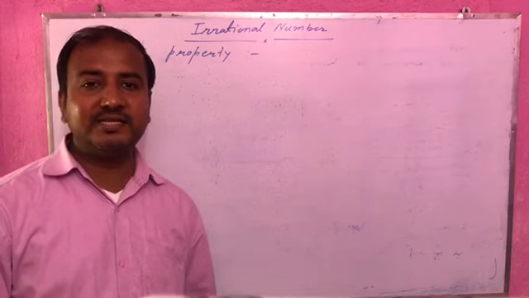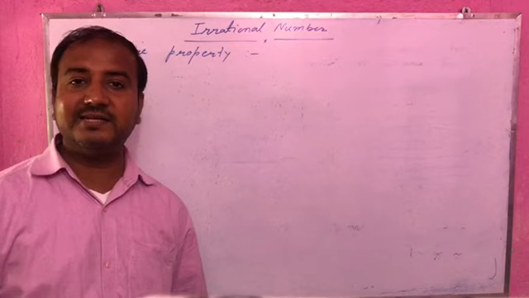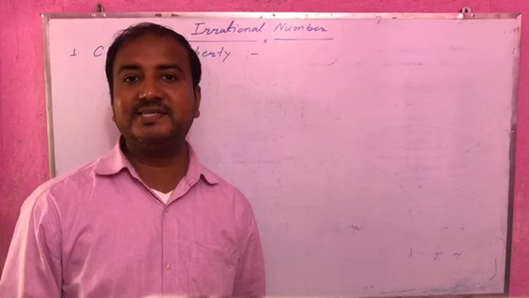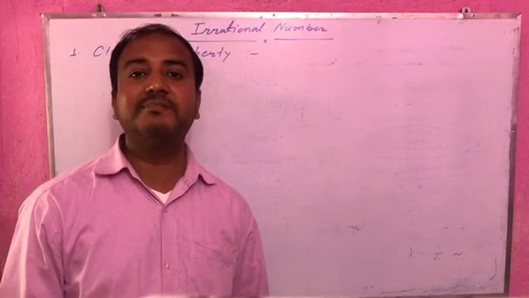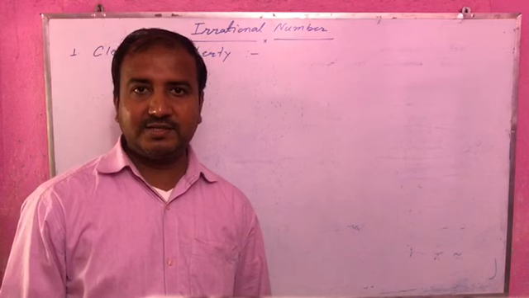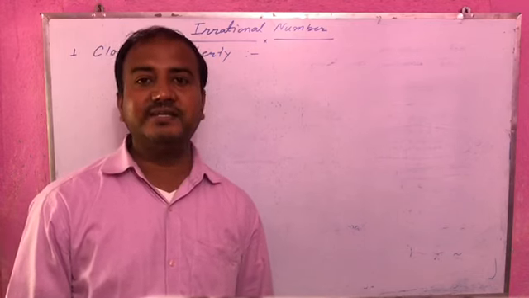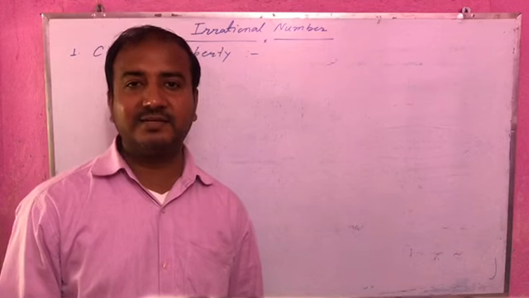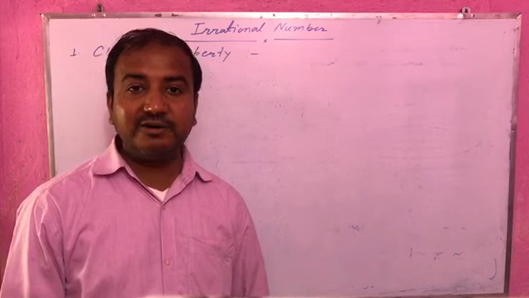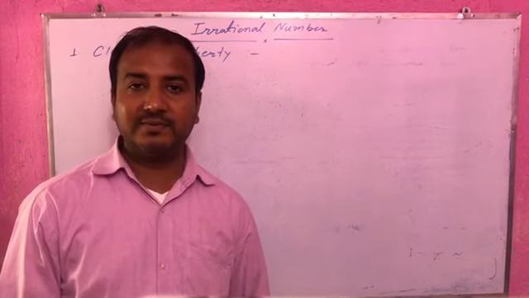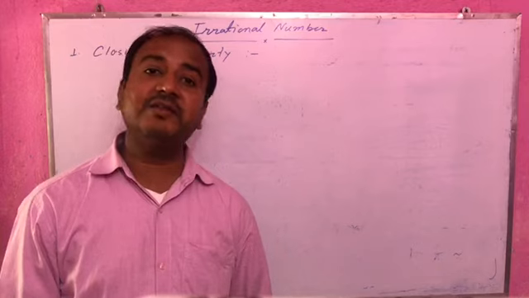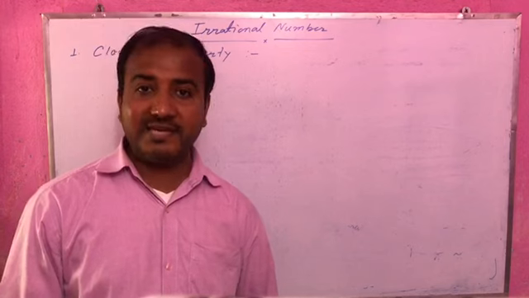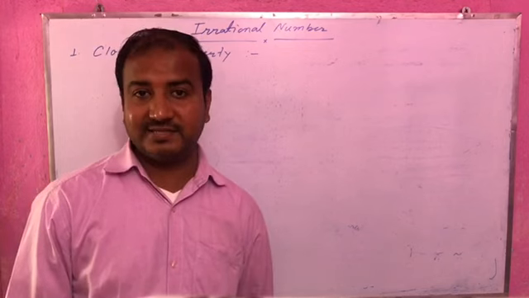Closure property of whole numbers, what did it say? For addition, for subtraction, for multiplication and for division. Whenever you go for addition, the closure property says that the sum of two whole numbers must be a whole number. Similarly, the sum of two integers must be an integer. The sum of two rationals must be a rational. But here it says the sum of two irrationals may be irrational or may not be irrational.